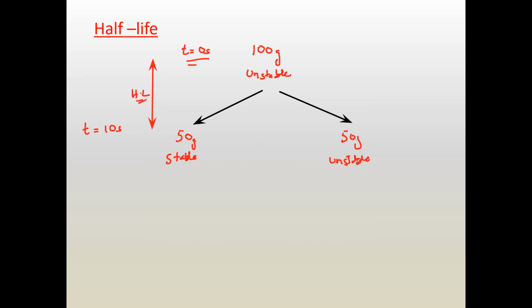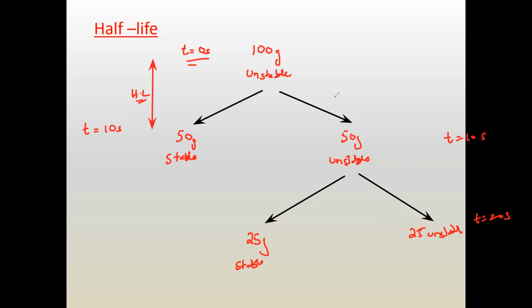Same thing, this 50 gram, which is unstable, because radioactive materials tend to be stable, they try to reach stability by emitting alpha, beta, and gamma radiation. So when out of this 50 gram, 25 gram will be stable, because half of 50 is 25, and the remaining 25 gram will be unstable. When it was 50, it was 10 seconds, as we already know. And here, for example, 20 seconds.